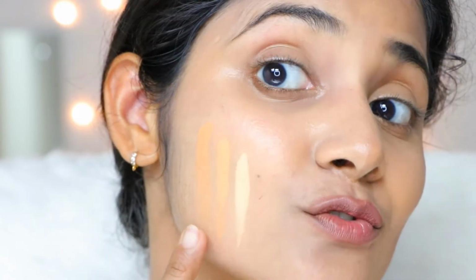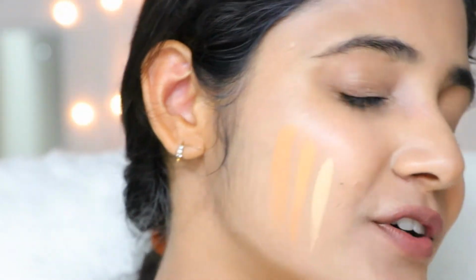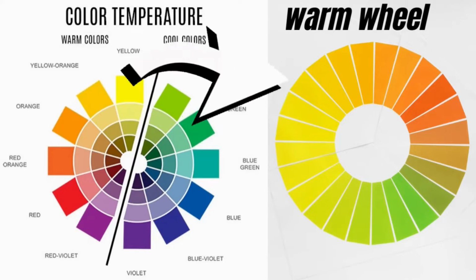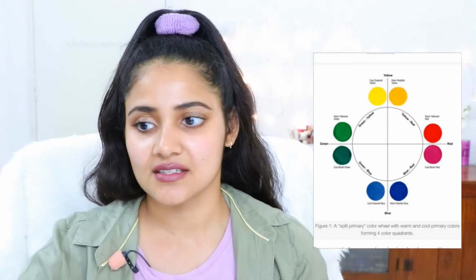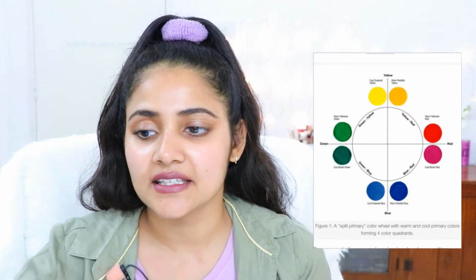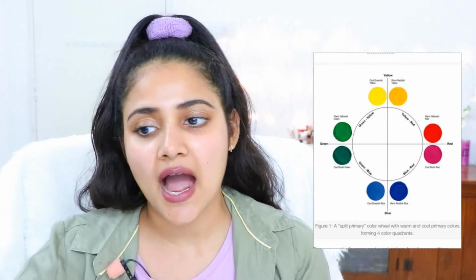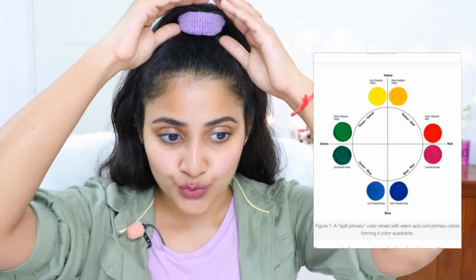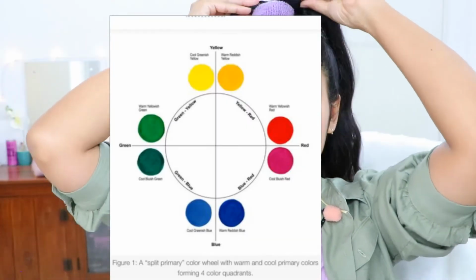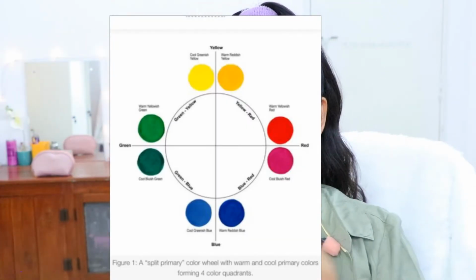I think now that we've sort of gotten an idea as to what is cool and what is warm, and that even in warm there are different variations. So now let's explore the warm undertones. This is the warm wheel of the color wheel. And look at this. From here we can learn that yellow, even though it falls in the warm color wheel, has cool and warm undertones too. Just like that, there is cool and warm undertone in every color.